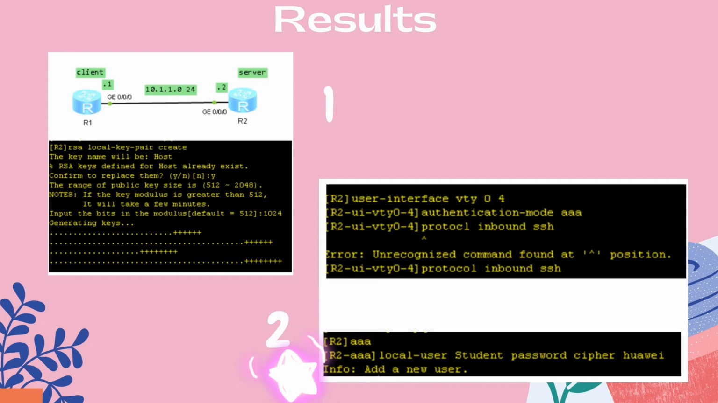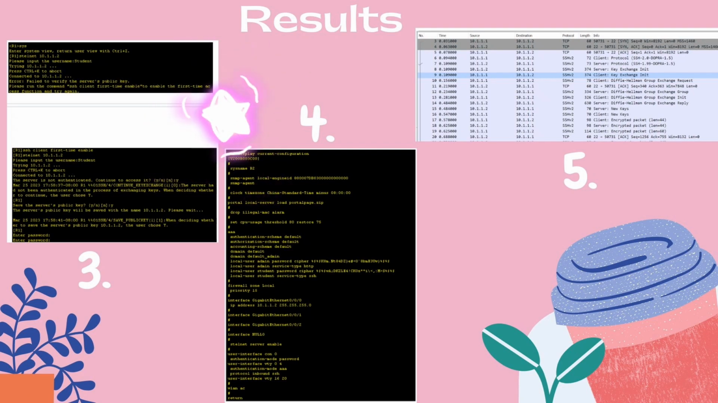Next, we will set the names of the local user and the password. Now we will enter the SSH client the first time, using the enable command, as this is the first time establishing an SSH connection as a client. Here we can see from the Wireshark capture the connection between client and server.